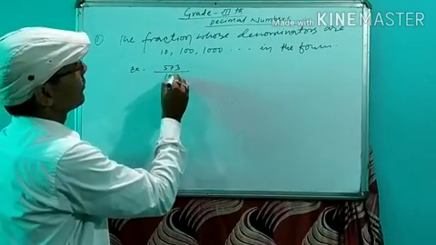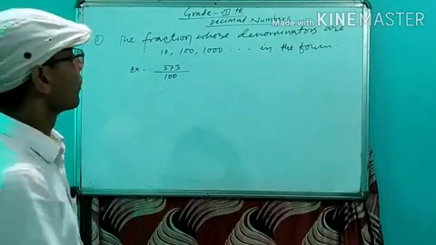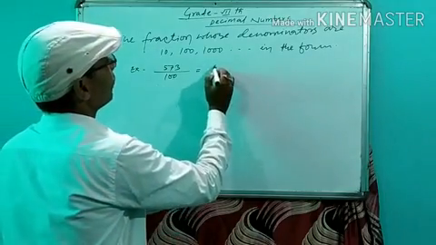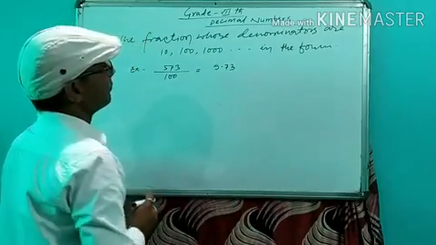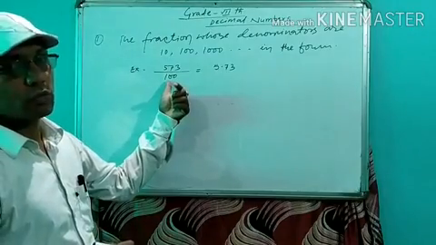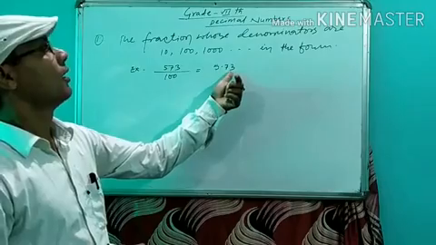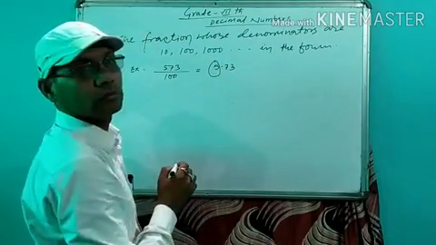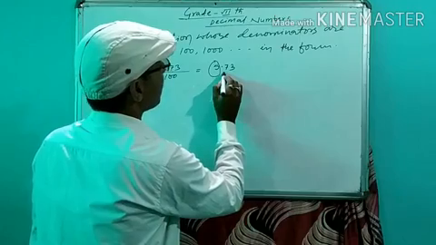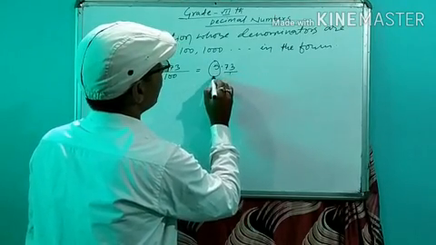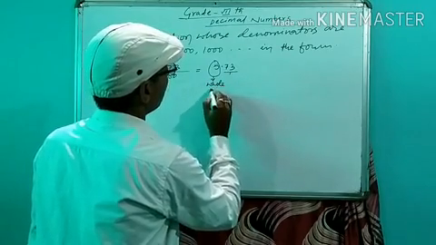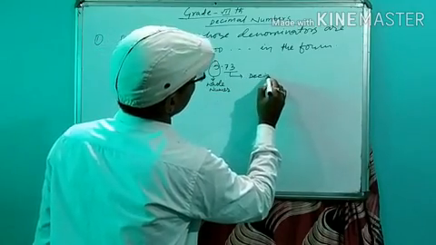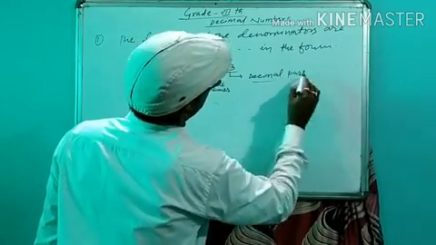Suppose 573 by 100. Here the denominator is 100. What will be the decimal? 5.73. As the denominator has two zeros, the decimal point will be placed before 2 digits. Here 5 is the whole part, the whole number, and after the decimal point is the decimal part.